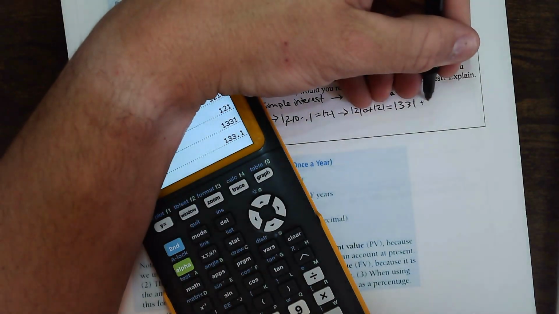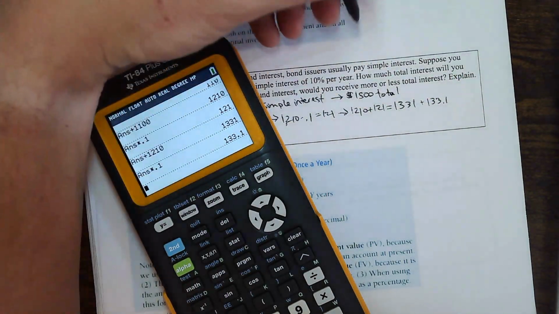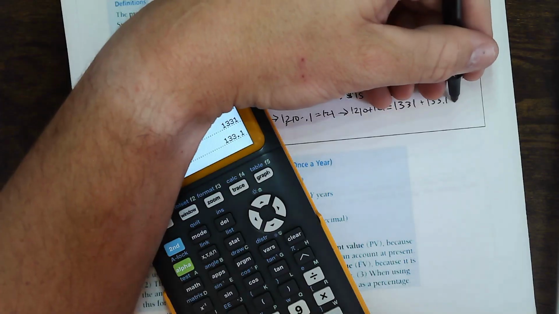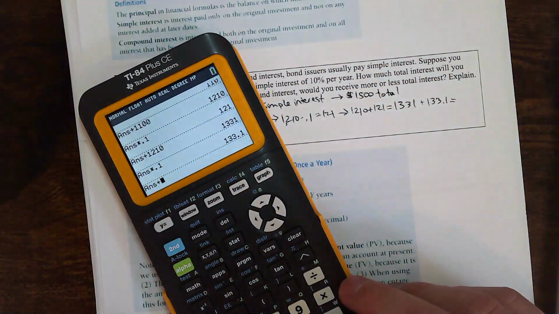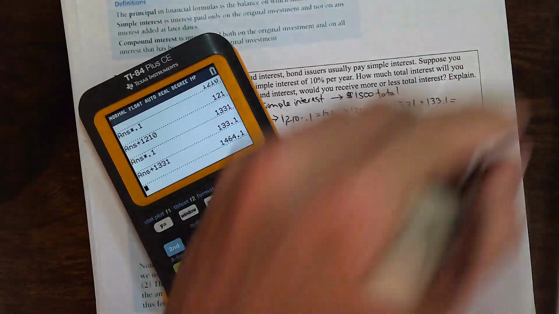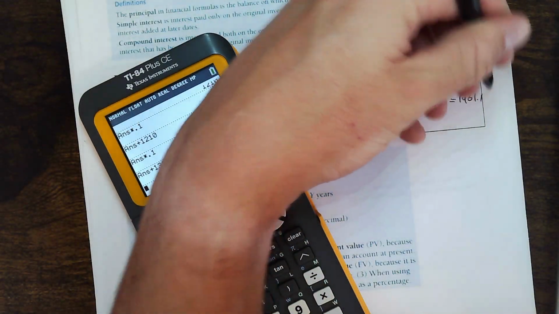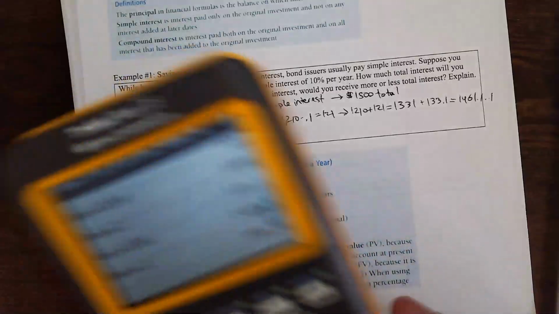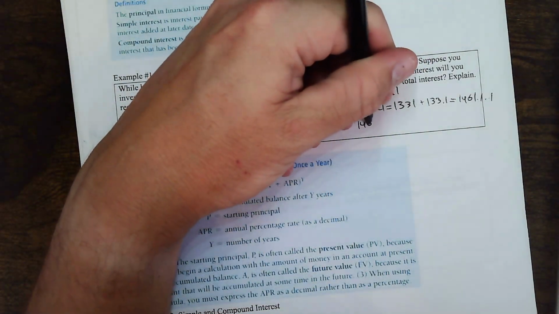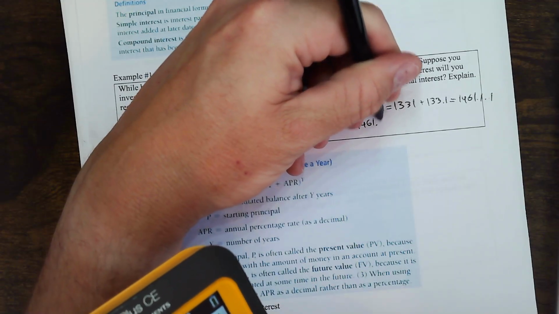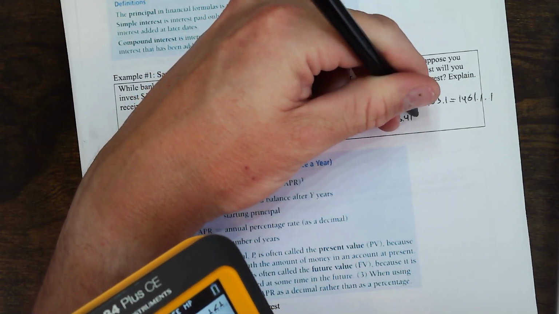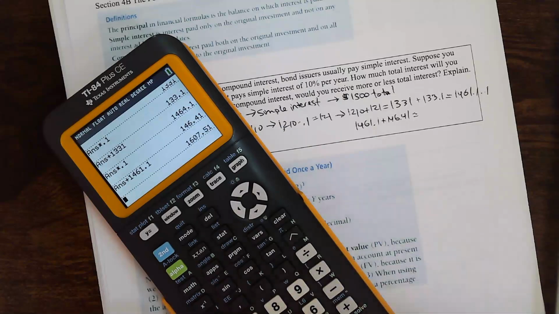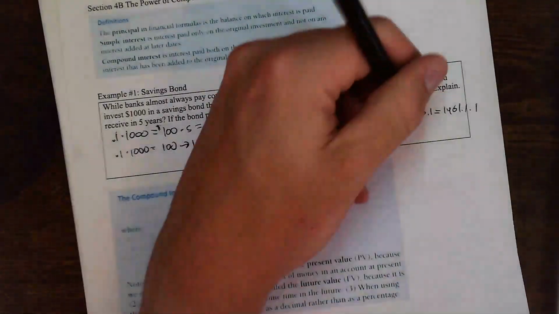So you see how this time I'm getting more in the interest here. So plus that, 1,331. 1,464.1, and then times 0.1, 146.41. So 1,464.1 plus 146.41, 1,610.